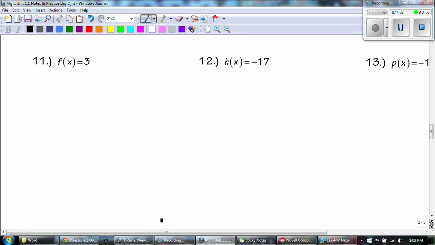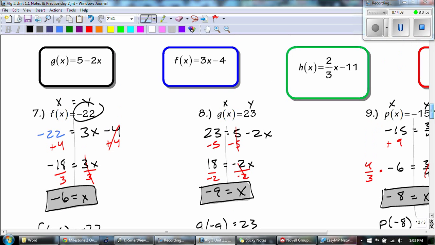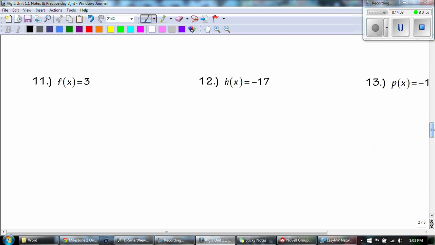All right, number 11. So I'm going to come back up here, find f. It's the 3x minus 4. So 3 equals 3x minus 4. Why don't you guys pause the video and see if you can solve this one on your own. Good luck.